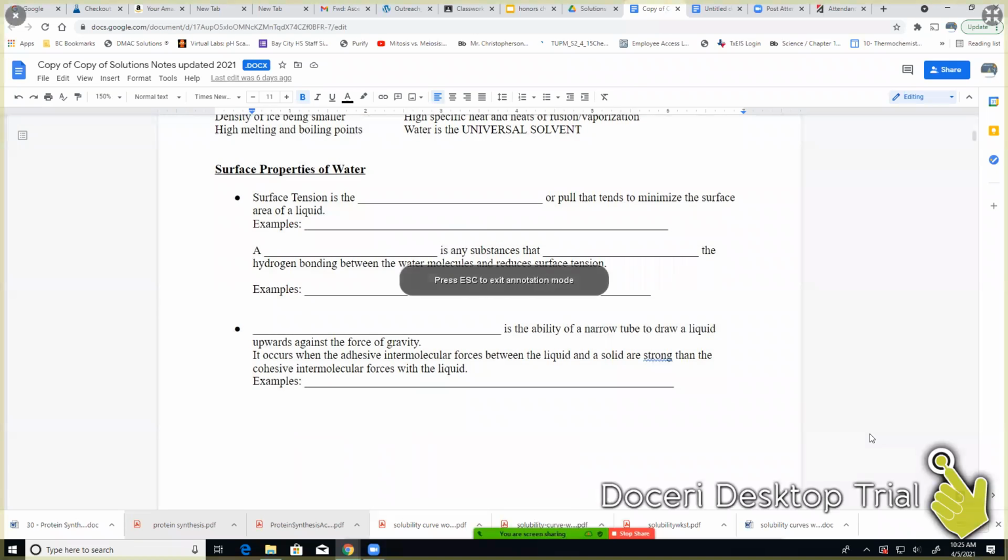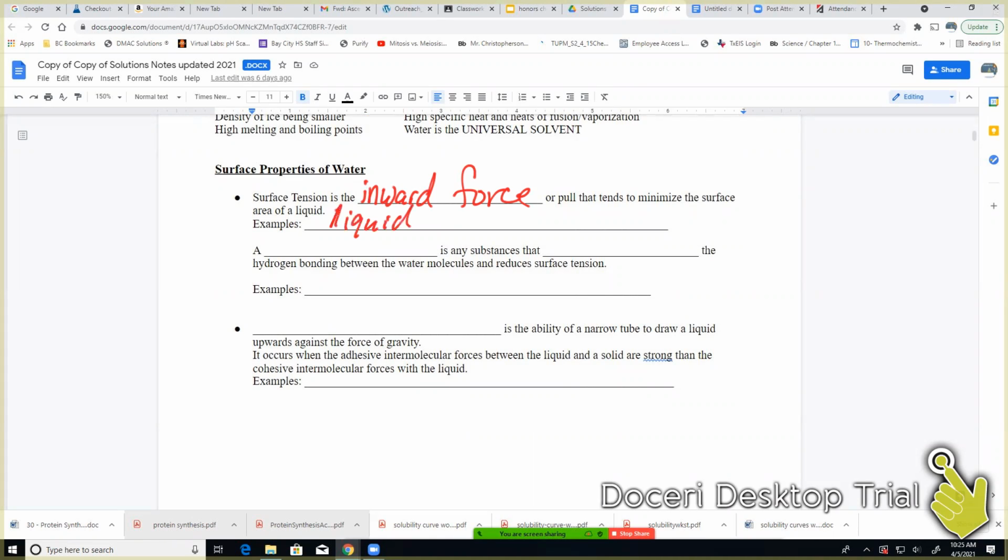See surface tension because of hydrogen bonding, and that is the inward force or pull that tends to minimize the surface area. So this is liquid drops. Like if I spill a whole cup of water, it's going to spread out. But if you spill a small amount, instead of it spreading out, it first bubbles up. That's because of the surface tension. Also, this is the example where they give bugs or lizards walking on the water.